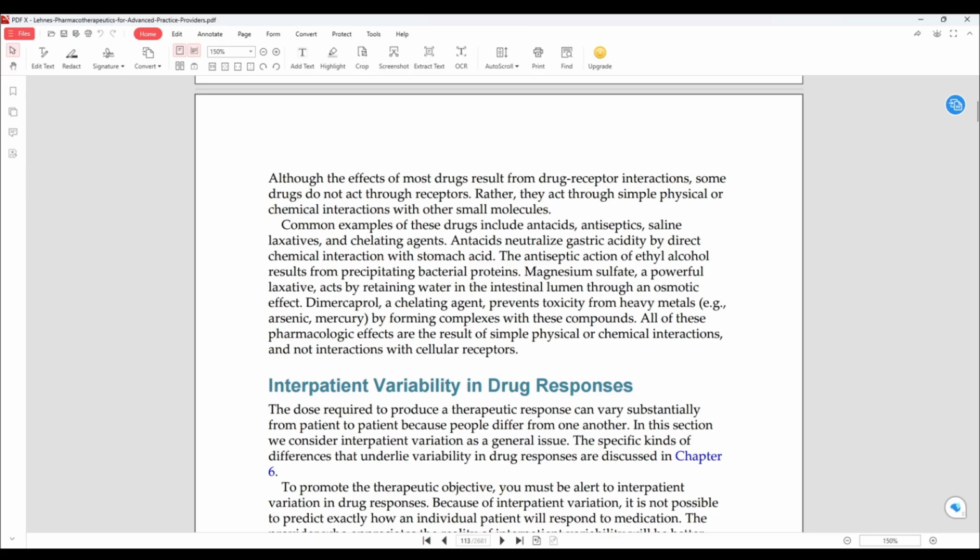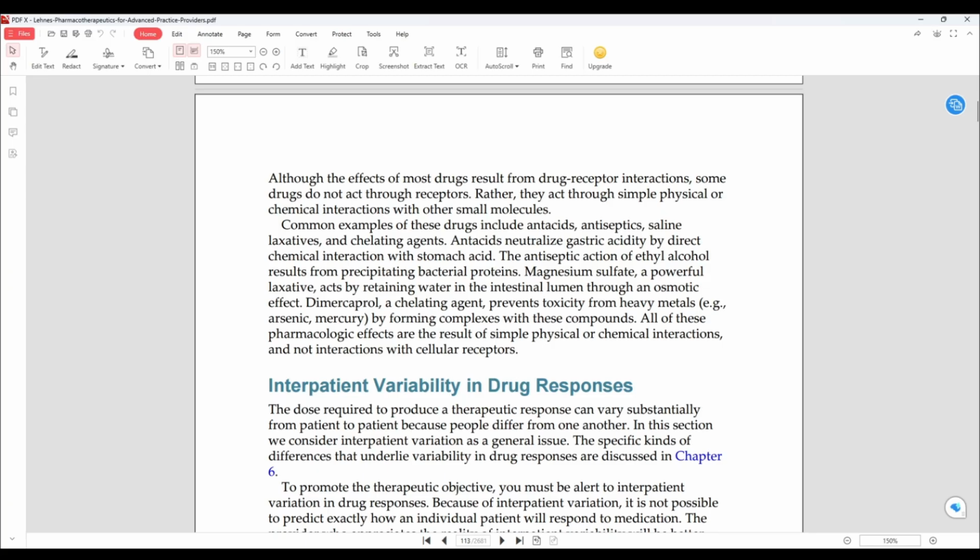Magnesium sulfate, a powerful laxative, acts by retaining water in the intestinal lumen through an osmotic effect. Dimercaprol, a chelating agent, prevents toxicity from heavy metals, such as arsenic and mercury, by forming complexes with these compounds. All of these pharmacologic effects are the result of simple physical or chemical interactions, and not interactions with a cellular receptor.